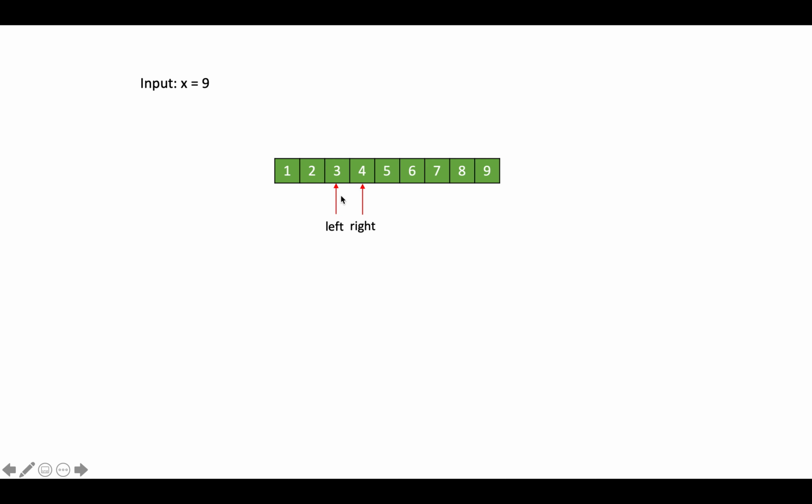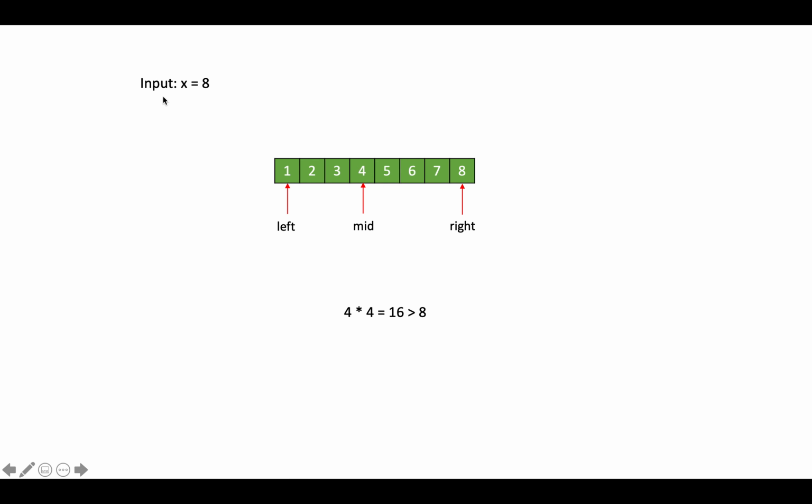Then we keep finding our midpoint, which is here, and we compare it with our square root. As 3 times 3 is 9, which is equal to 9, we know that 3 is our target, so we can return 3. And let's see another example.